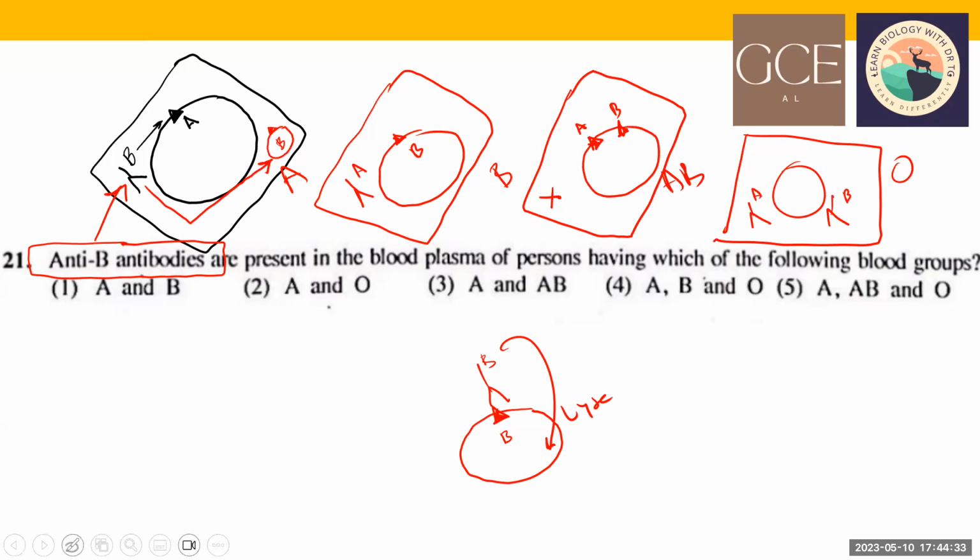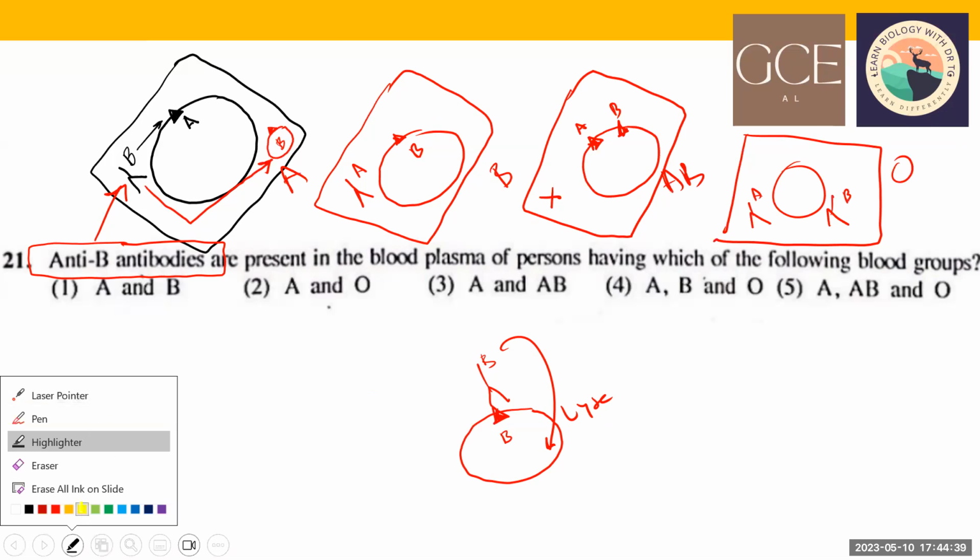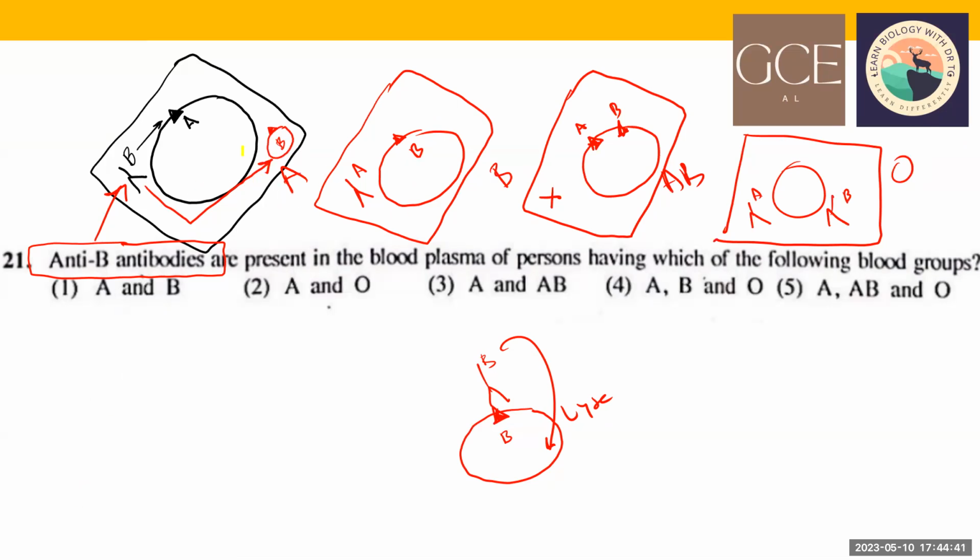Now you see, this lesson is a revision, right? You learned this lesson previously in more detail. Now I just quickly revise. If you look here, the anti-B antibody is present in blood group A and here, blood group O. So then this is the correct answer. A and O, they have anti-B antibodies.